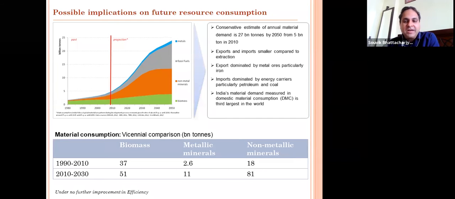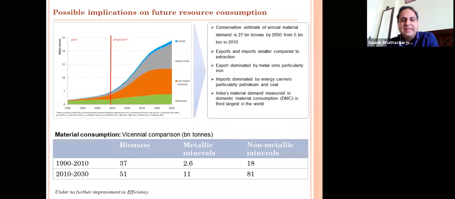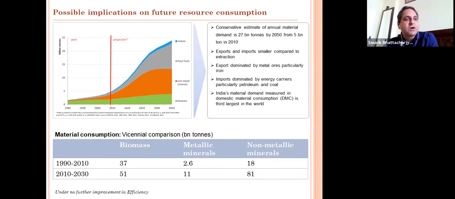But more importantly, look at the non-metallic minerals. And what are those non-metallic minerals? Everything which is going into construction. And when we say that 70% of our construction is yet to come up, this is an absolute reflection of the fact that if the remaining construction comes up in the coming decades, then your material consumption would be almost 4 to 5 times of what we witnessed in the past decades.